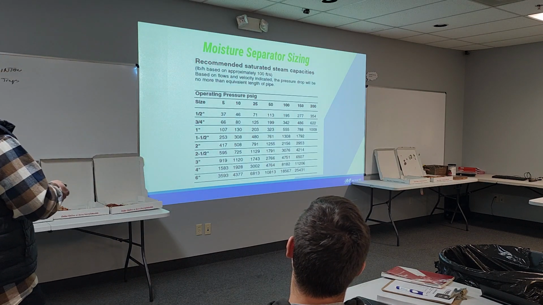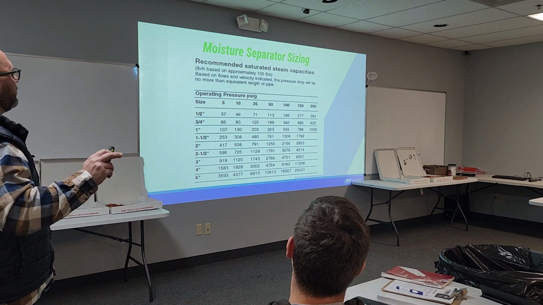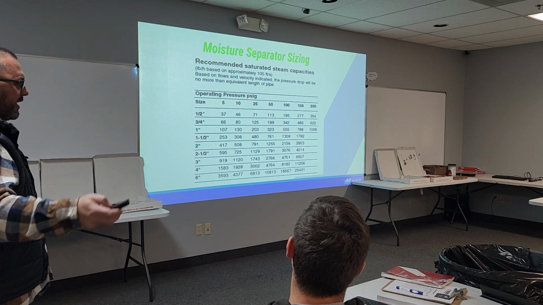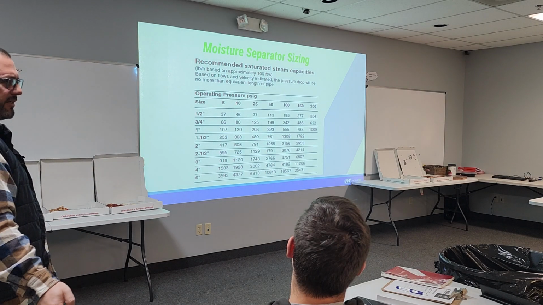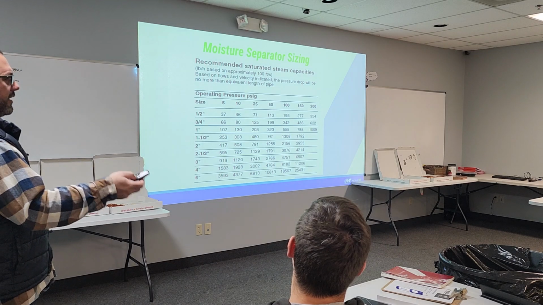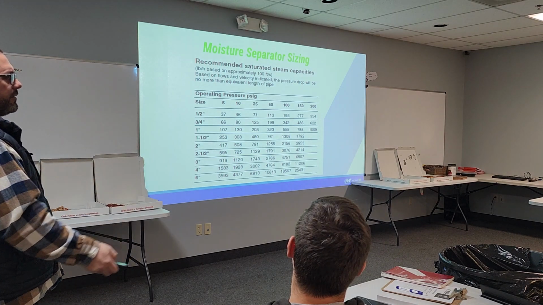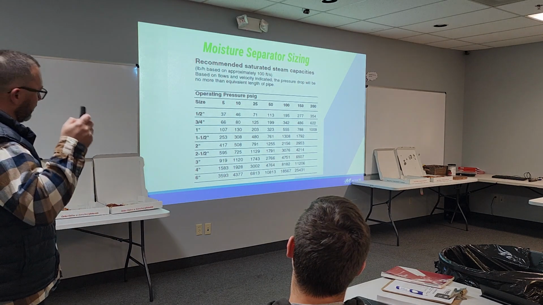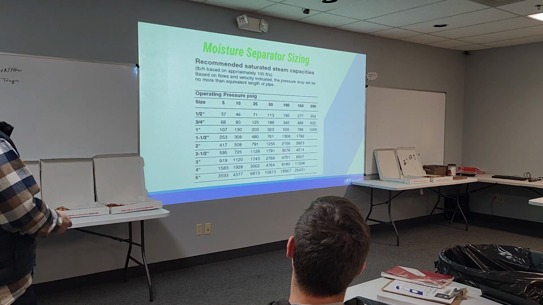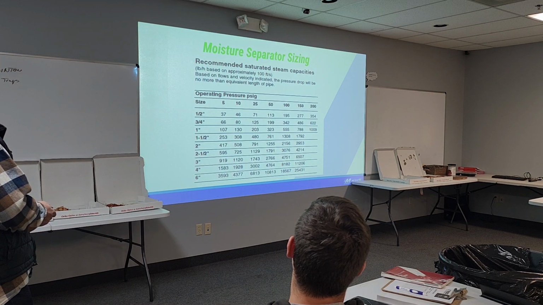Moisture separator sizing, there's actually a half-page formula you can bang out. It is always line sized. 100% of the time, if you've got a 6-inch line, you're using a 6-inch separator. If you've got a 1-inch line, you're going to use a 1-inch separator all day long.